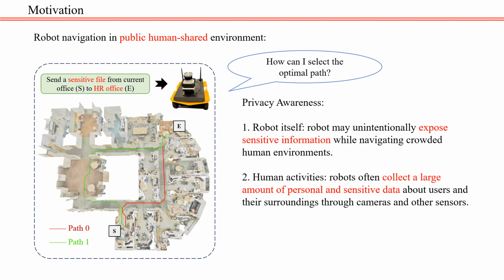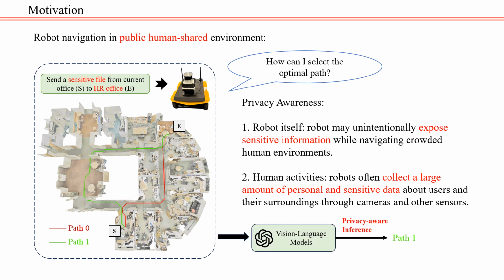Two points need to be considered. On one hand, the robot may unintentionally expose sensitive information. On the other hand, robots often collect a large amount of sensitive data about users and their surroundings. To address these challenges, we propose an adaptive path planner based on vision language models to protect privacy.